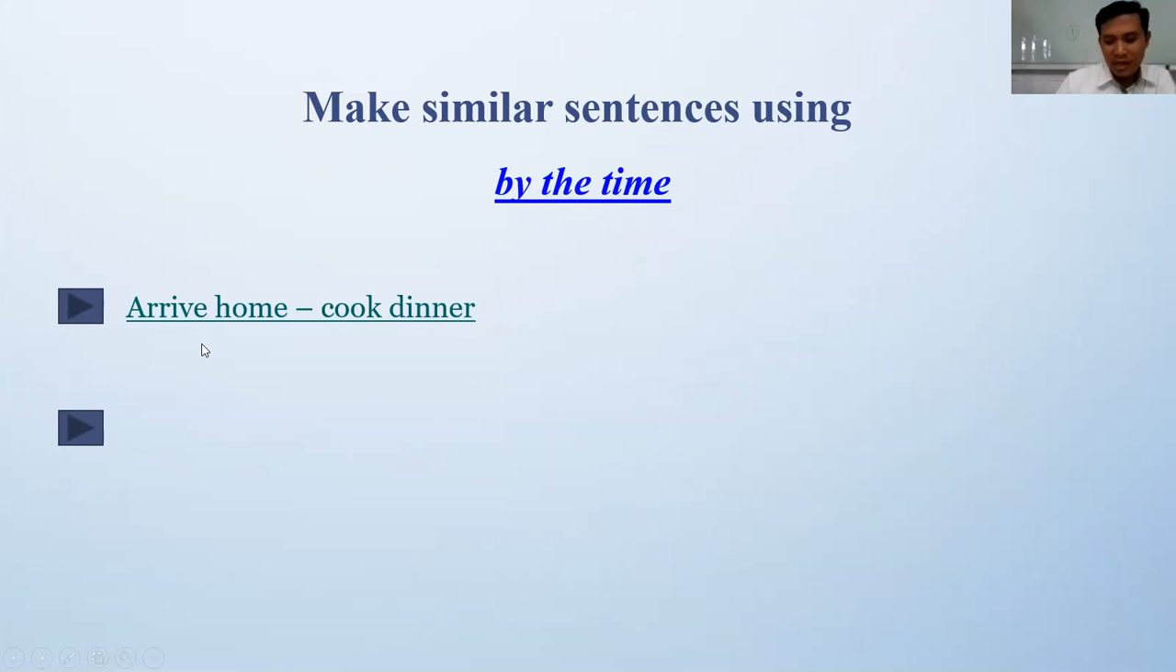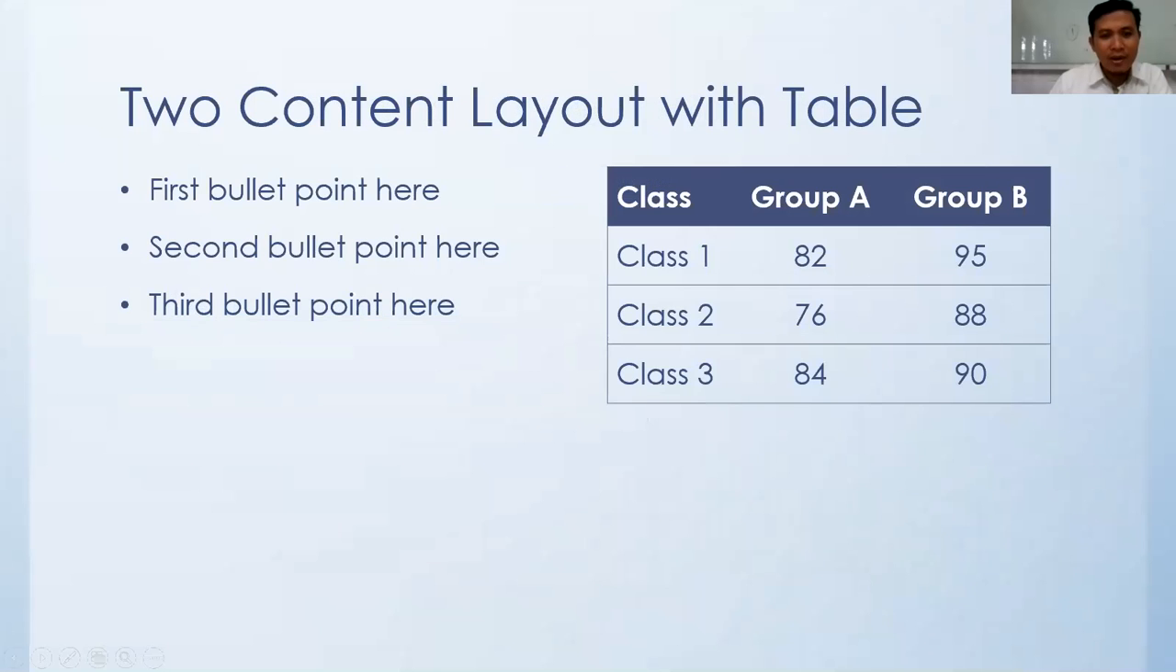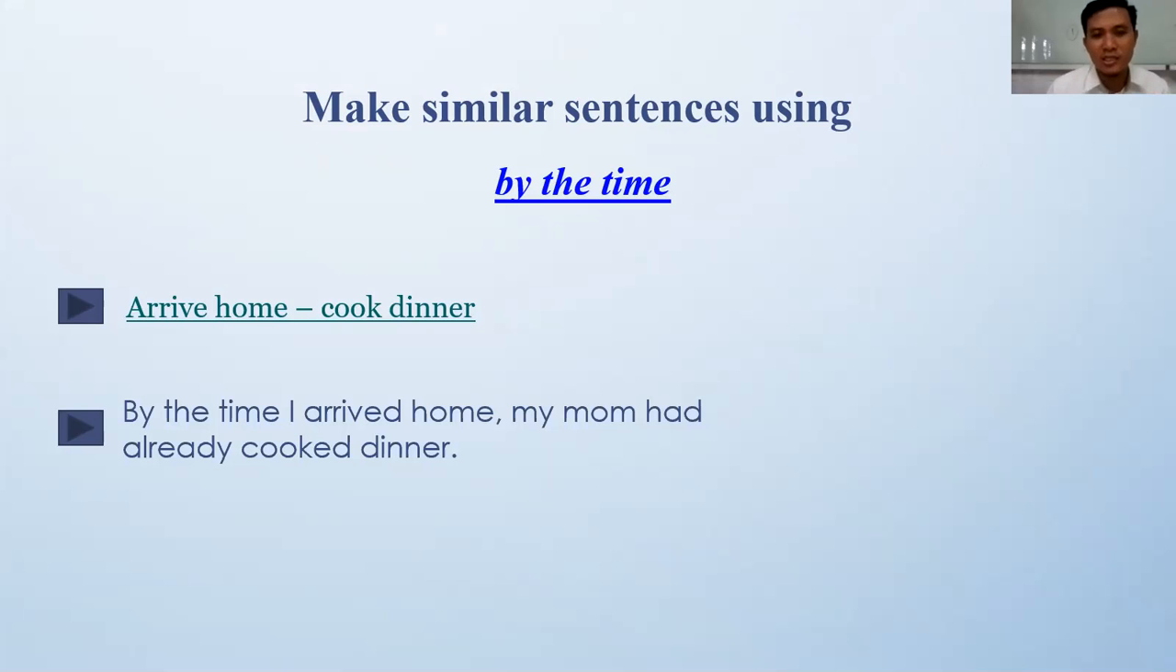Okay, so how do you say it in the sentence? Yes, by the time we arrived home, my mom had already cooked the dinner. Okay, by the time I arrived home, my mom had already cooked dinner. So my mom had already cooked dinner is past perfect tense, and by the time I arrived home is simple past. Okay. All right.